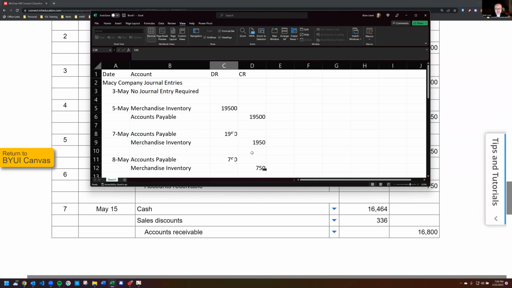There you go. That is how you walk through the buy side and the sell side of these transactions and record them in the books. If you have any questions, give me a holler.